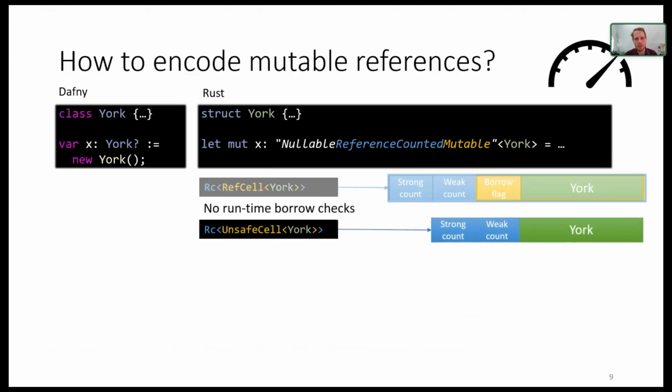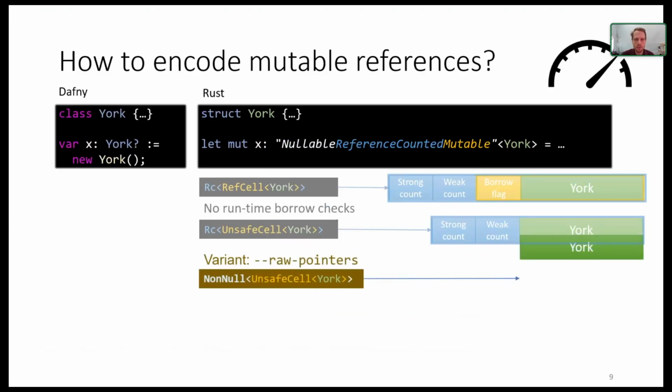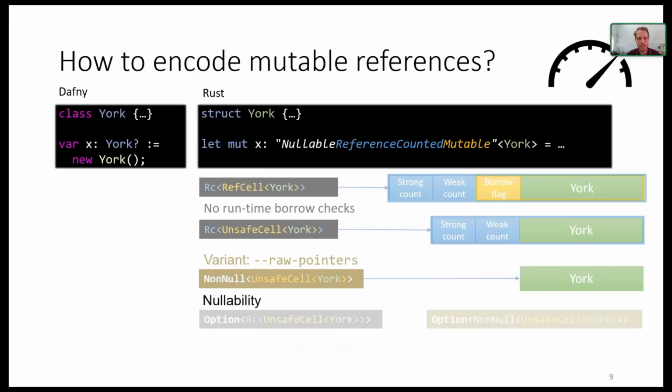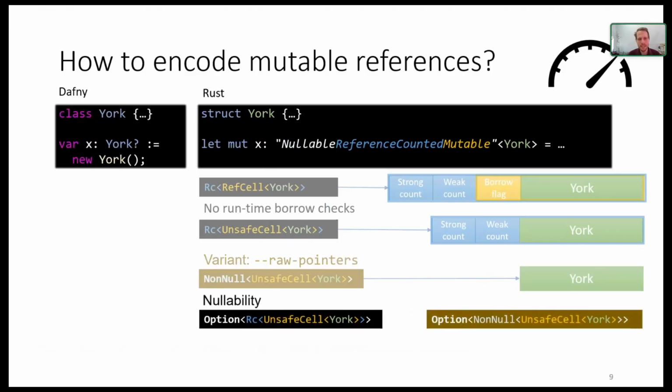Since we don't have any runtime borrow checks, we can just replace RefCell by UnsafeCell, and it works the same. And with the variant with the raw pointers, we can actually use NonNull instead of Rc. We get rid of the strong count and weak count. Now we have the nullability of this pointer, which is done in a very clever style in Rust, because it knows that NonNull and Rc are not null pointers, so it can encode the zero as the None variant of the Option type, and this is a zero-cost abstraction.